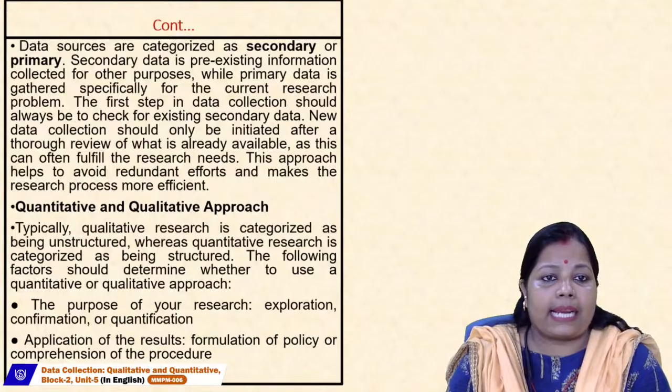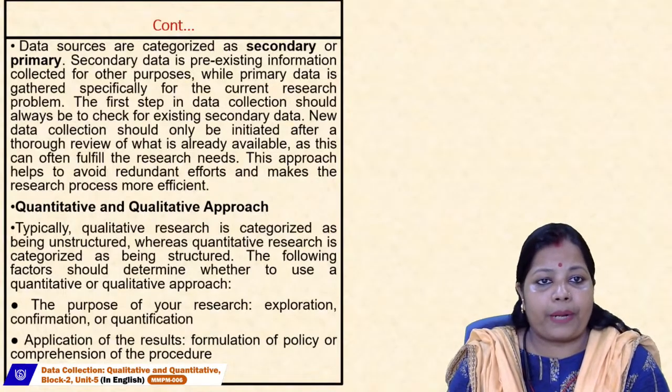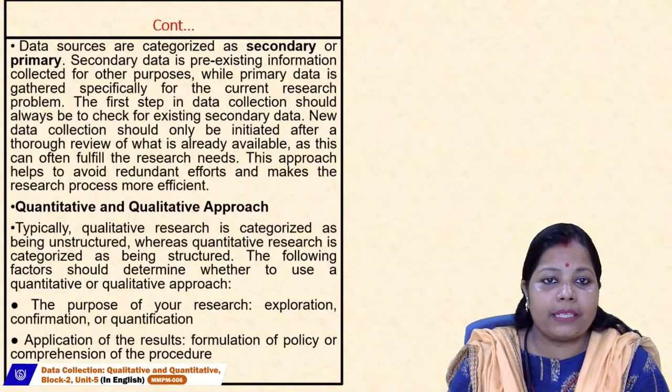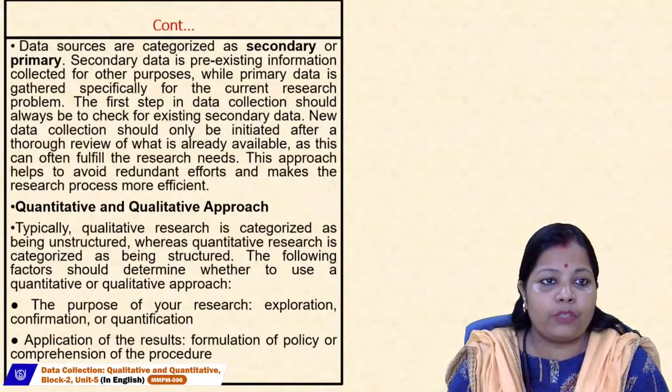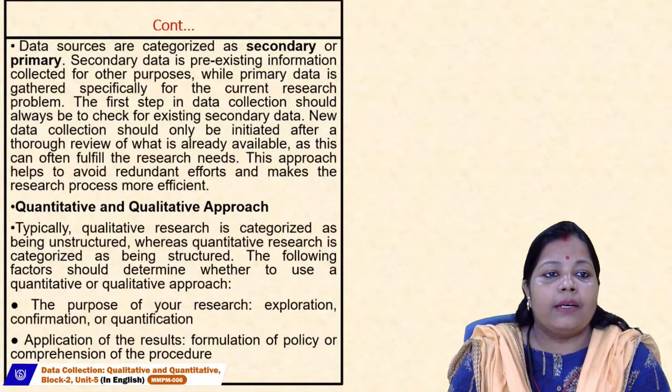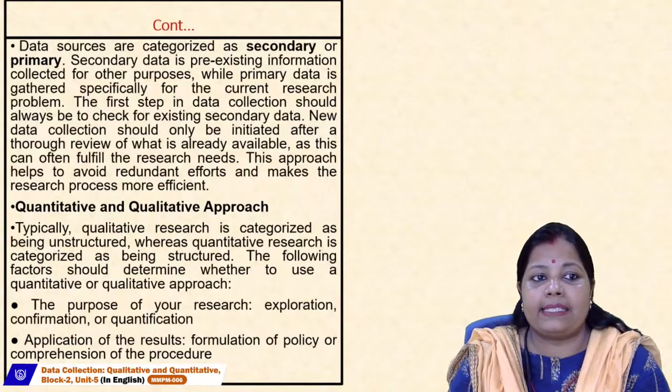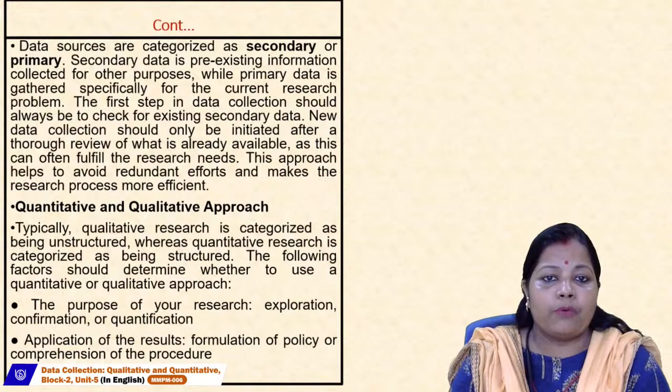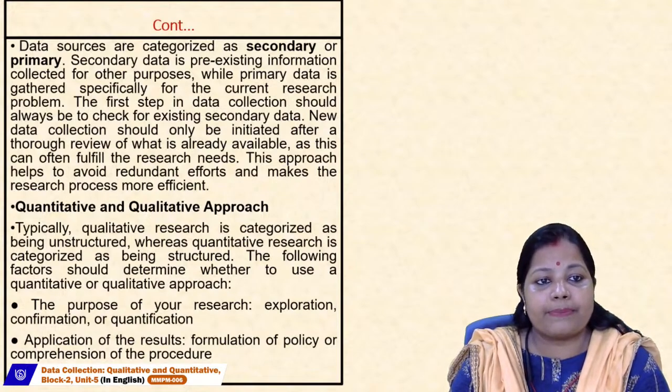So data sources are categorized as secondary or primary. Both cannot be the same. These are two different sources of data. Secondary data is pre-existing information that was collected for other purposes, while primary data is gathered specifically for the current research problem.